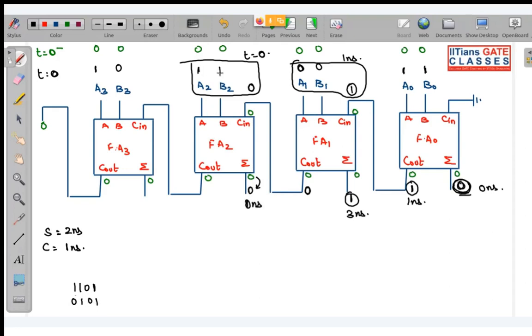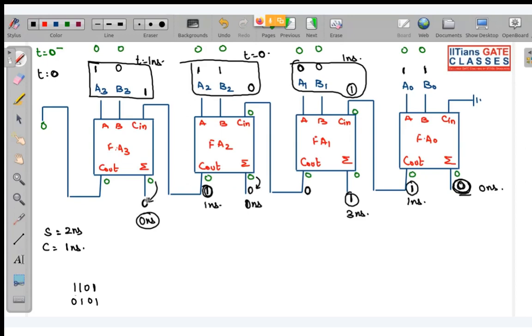And when we add 1, 1, 0, carry will be 1. But for generating this carry, how much time we require? We require 1 nanosecond. So this one will be transmitted over here. And all the inputs of this full adder 3 will be present by 1 nanosecond. Okay, by 1 nanosecond. So when we add 1 plus 0 plus 1, sum will be 0. So sum will be 0. Initially also this was 0. Now also it is 0. So this is already present from 0 nanosecond.